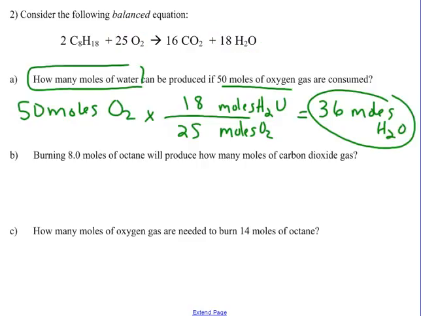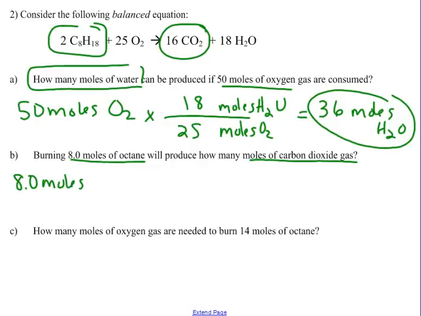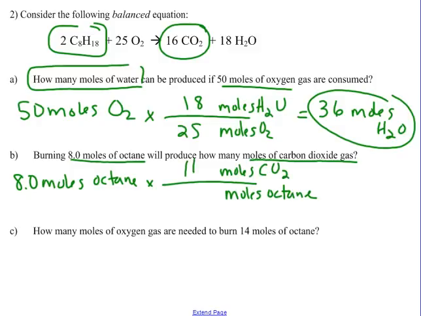Question 1b. Burning 8 moles of octane will produce how many moles of carbon dioxide gas? So we're going to start with octane, and we're going to try to figure out how many moles of carbon dioxide gas. So starting with the number you're given, 8.0 moles of octane. We're going to use moles of octane in the denominator, so it'll cancel out. We're going to put moles of CO2 on the top, and the carbon dioxide coefficient is 16. The octane coefficient is 2, so this is 8 times 16 divided by 2, which gives you 64 moles of CO2.